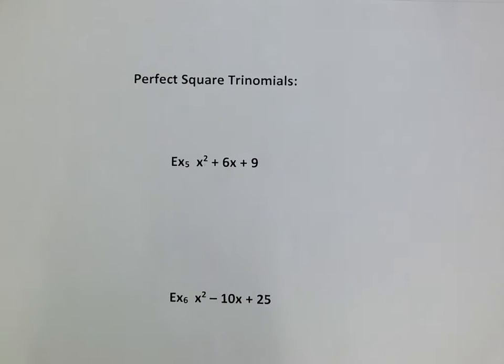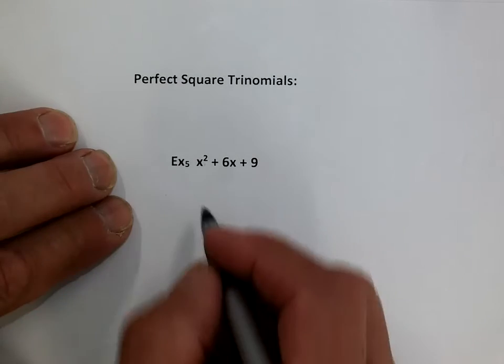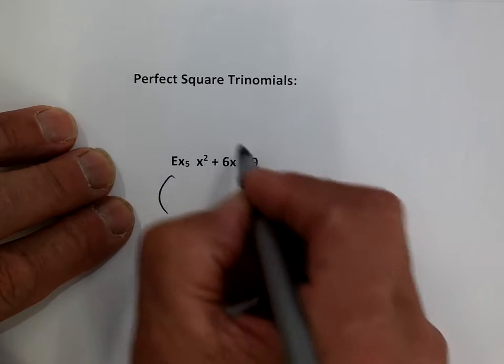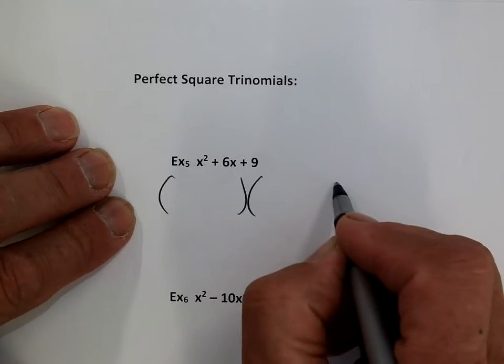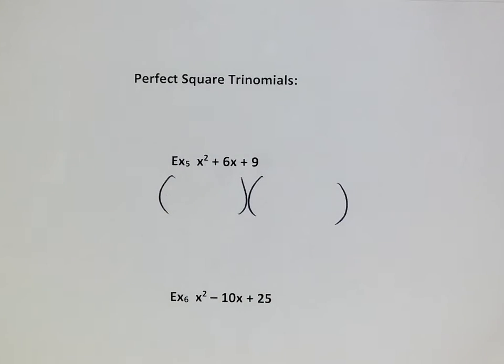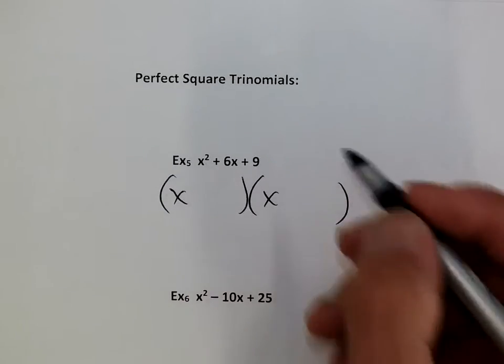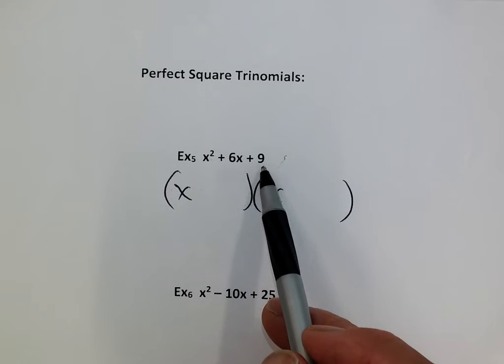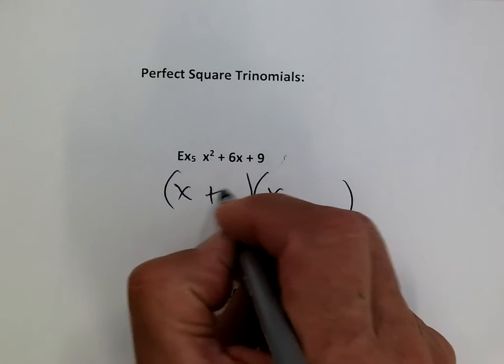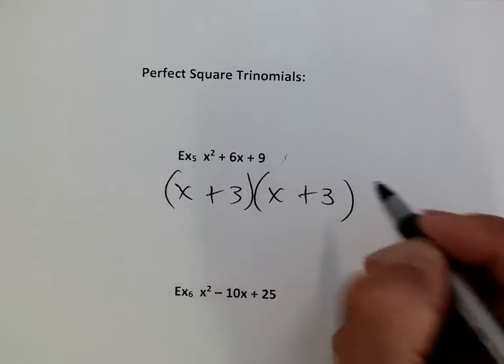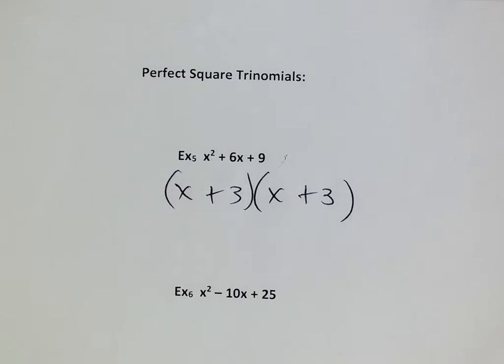Okay, these are called perfect square trinomials. These are not really that difficult. Again, you'll see why it's a perfect square in a second. Parentheses, parentheses, right? And I'm thinking, okay, well, I have to go x times x. And then what times what makes 9? Well, 3 and 3, because it adds up to 6. So it's a plus 3, plus 3. Okay, that was easy.